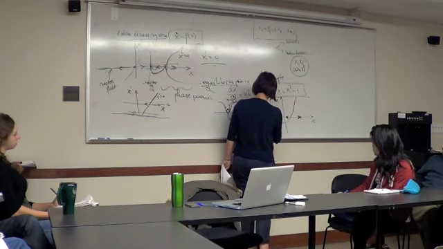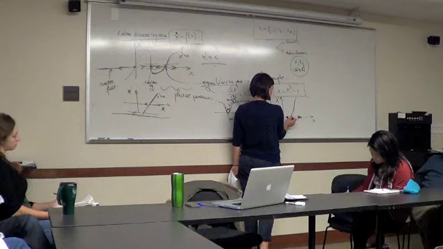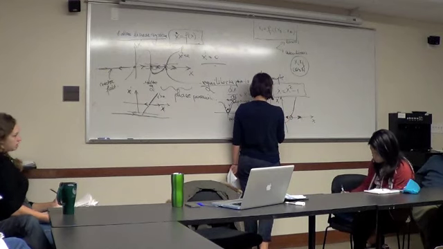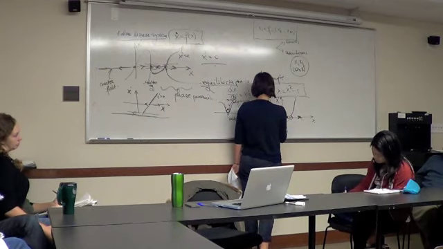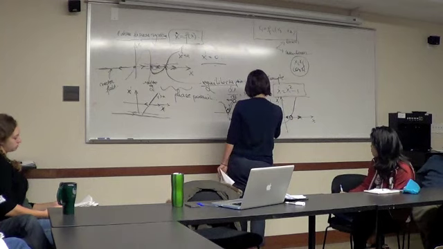Good job, though. So this equilibria is unstable, and this equilibria is stable. We generally denote unstable equilibria by open circles and stable by full circles.